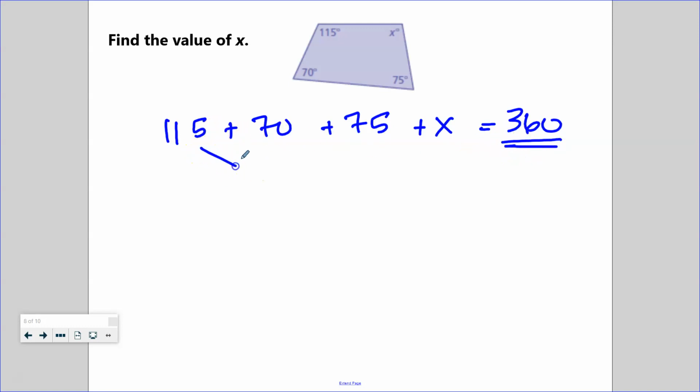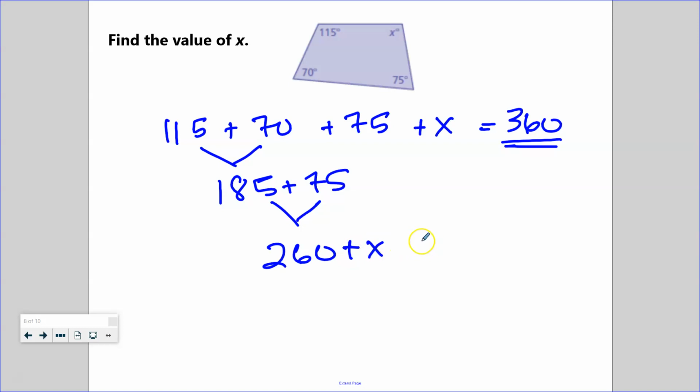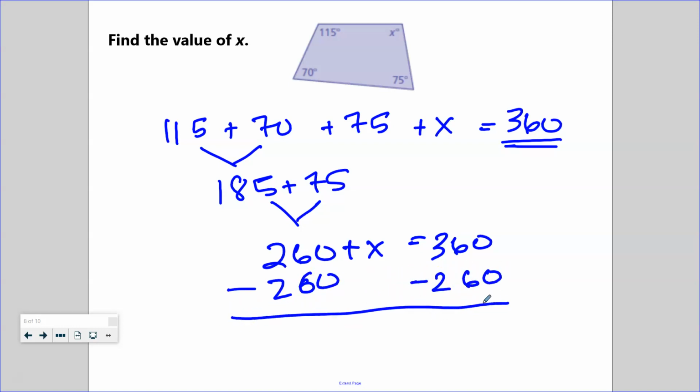So when we add all these together, this gives us 185 plus 75, and so that's 260, right? Plus x equals 360 degrees. Subtract off 260 from this side, subtract off 260 from this side, and we would say that x equals 100 degrees.